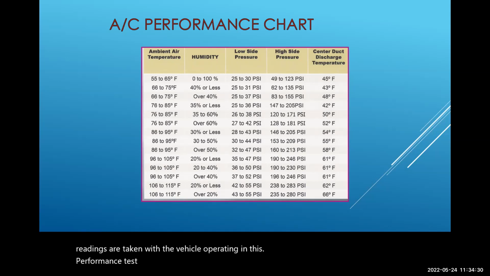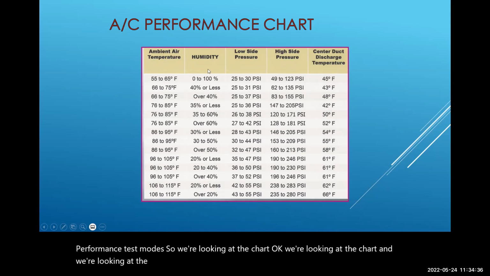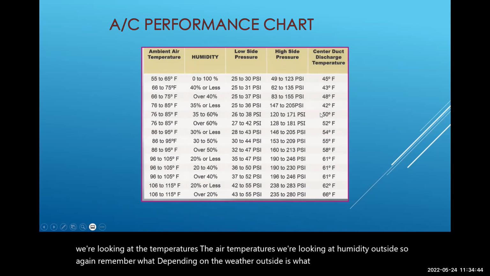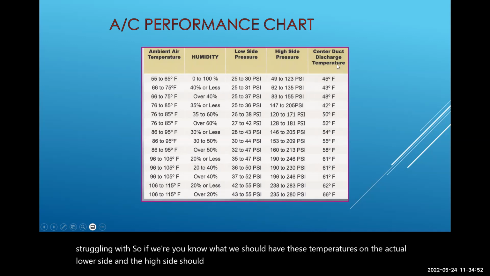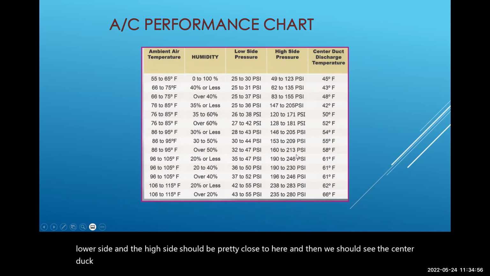So we're looking at the chart, and we're looking at the air temperatures. We're looking at humidity outside. So again, remember, depending on the weather outside is what we're going to be struggling with. We should have these temperatures on the actual low side, and the high side should be pretty close to here. And then we should see the center duct temperatures are right about here.